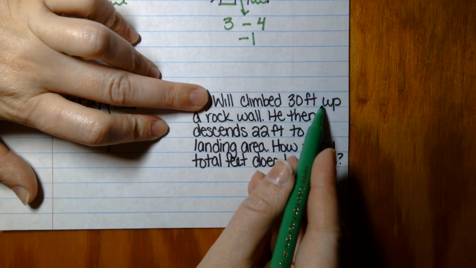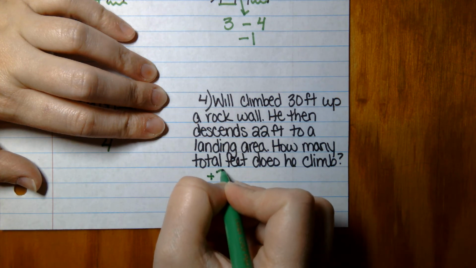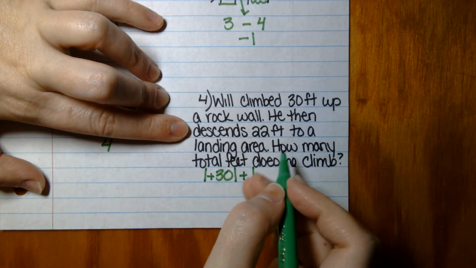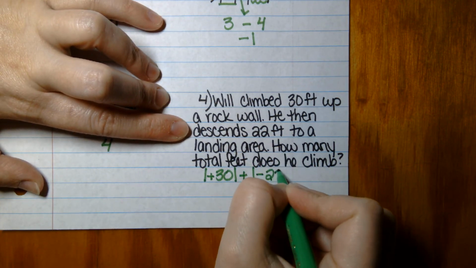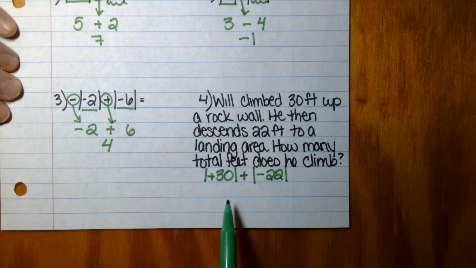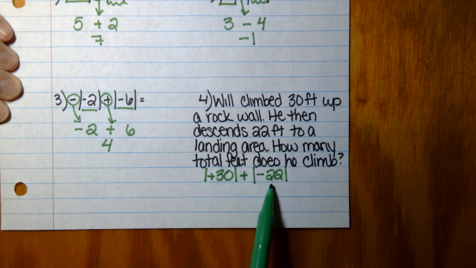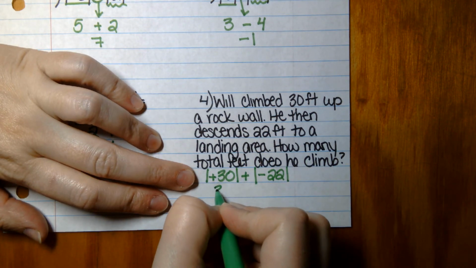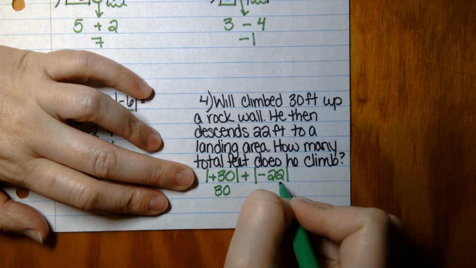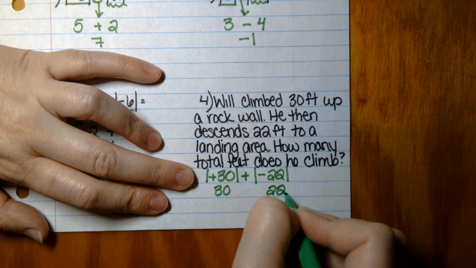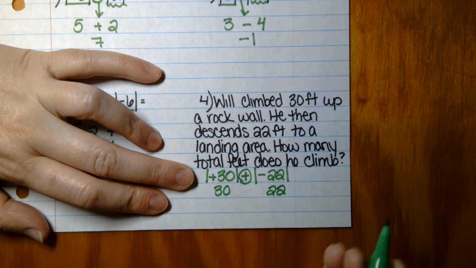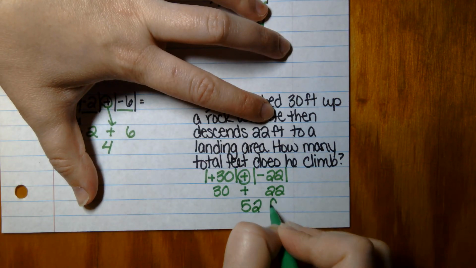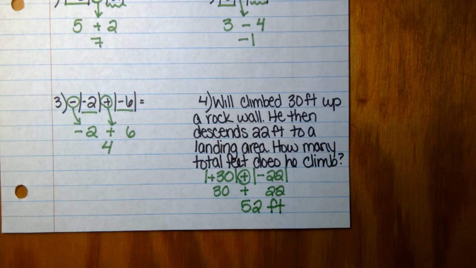So if I have 30 feet up, so it's going to be a positive 30 plus descends means subtract 22. So I have a positive 30 plus a negative 22. If I want to find the total feet he climbed, we're doing the absolute values. So I'm going to have 30, and negative 22 is going to spit out as a positive 22. If I have this plus sign, I'm adding them together. So 52 feet is how much total he climbed.